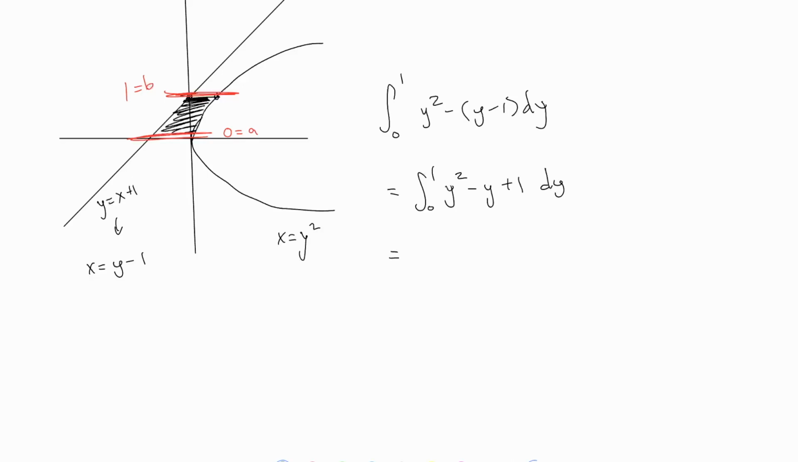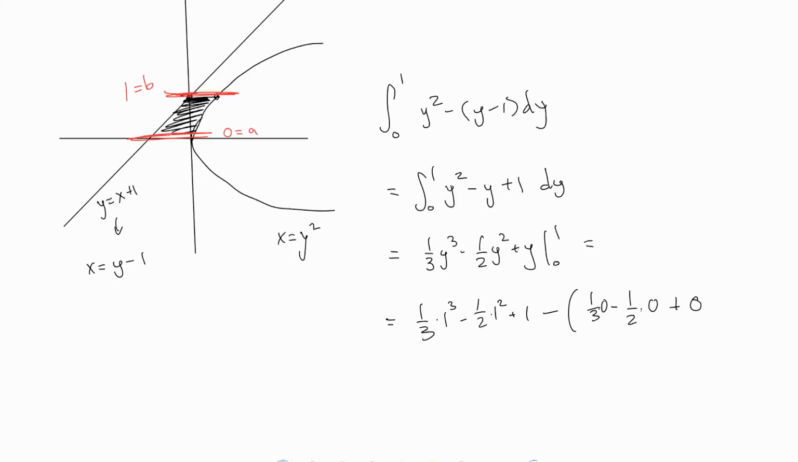And then this one, at this point, is even easier than the other one. Just the setup is slightly weird. 1/3 y cubed minus 1/2 y squared plus y, and I plug in 0 and 1. So we get 1/3 times 1 minus 1/2 times 1 plus 1 minus a bunch of zeros, and these are all 0. 1/2 times 0 plus 0. Right? 1/3 minus 1/2 plus 1. That's some kind of sixth, I guess, if you want to work it out.